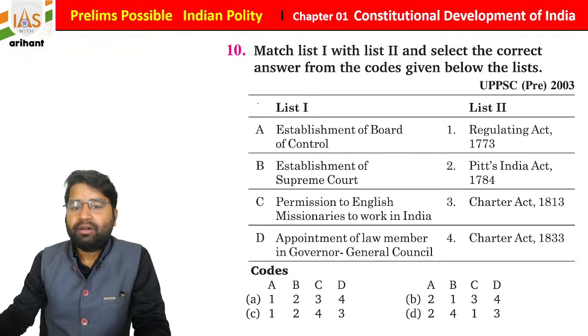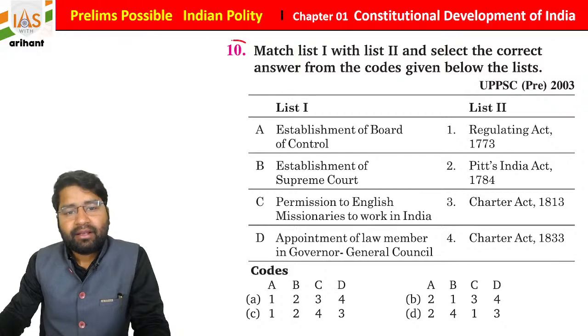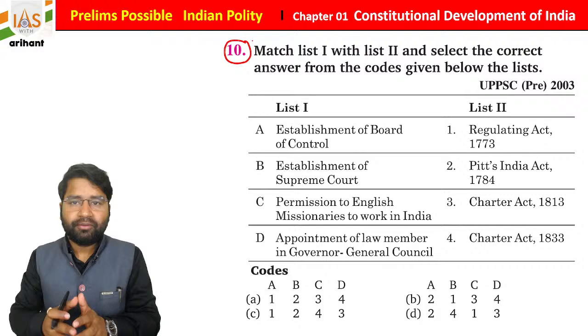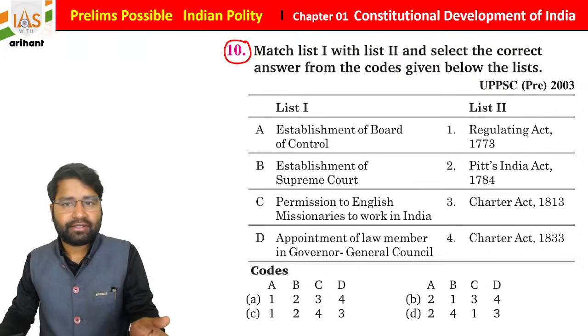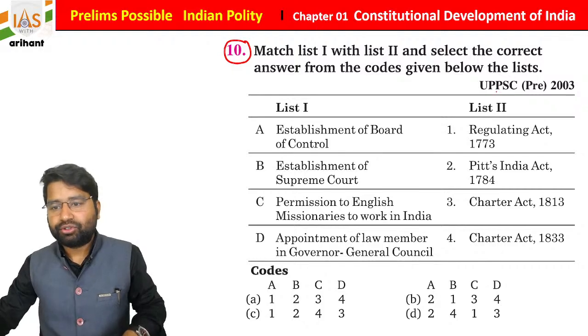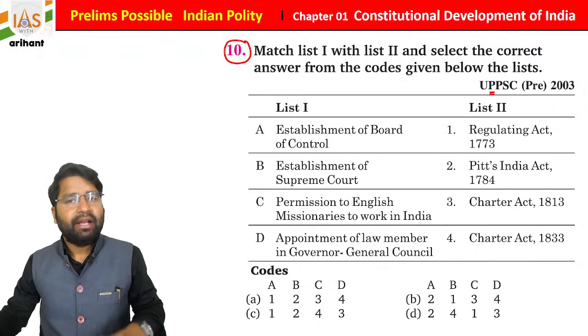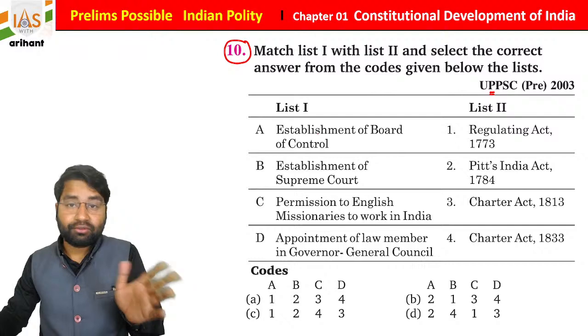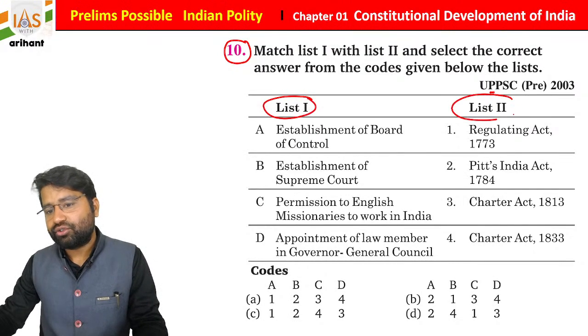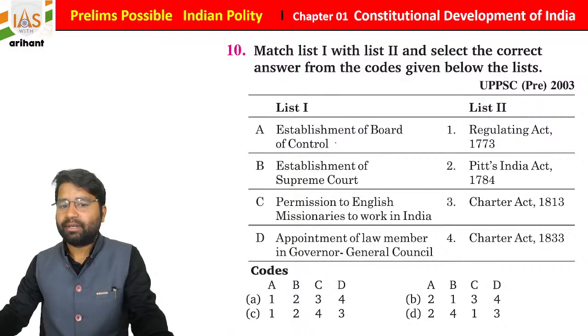Okay, now this is a very complex and beautiful question, and here we can use some techniques to solve it, that is rejection, as well as finding the right match. Okay, so this question is from UPPSC, and it is a type of revision question also. Here is list 1 and you have to match it with list 2. Okay, so we'll go in a very systematic format.